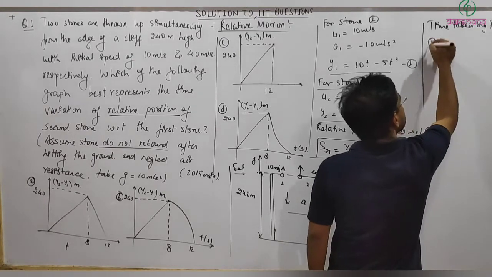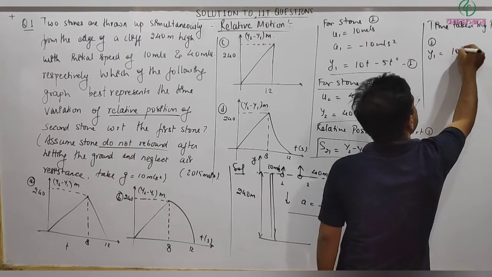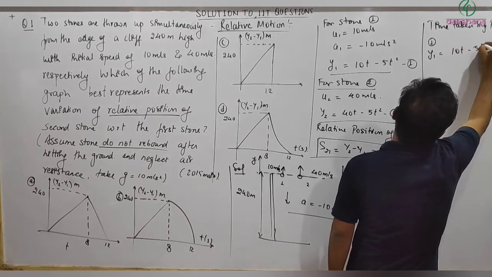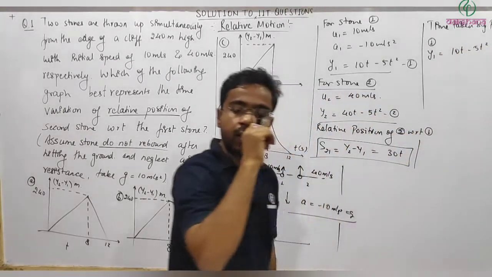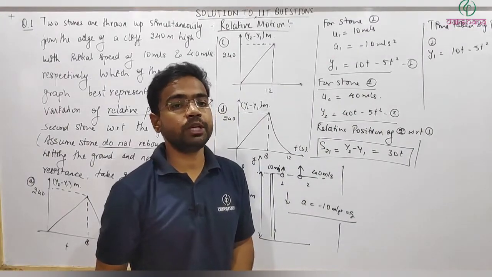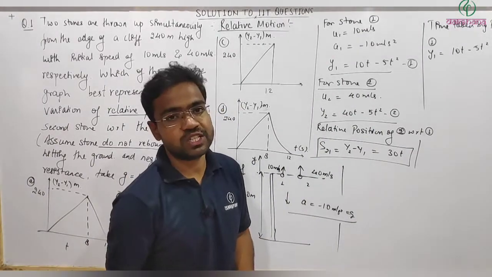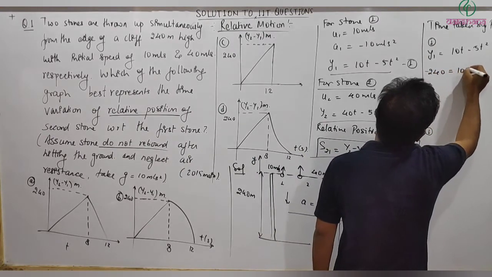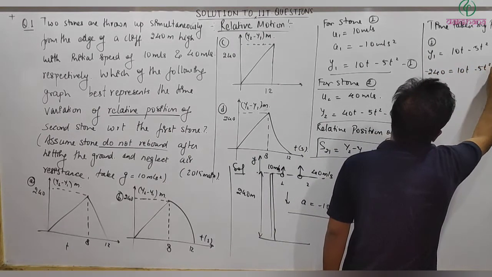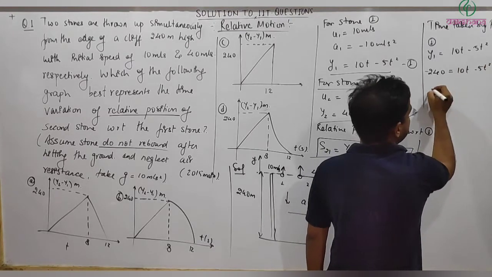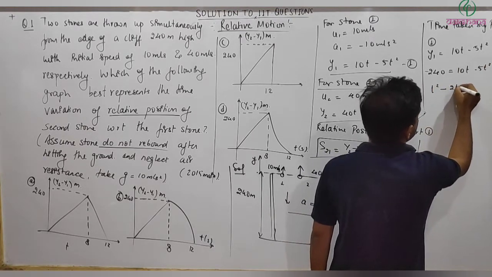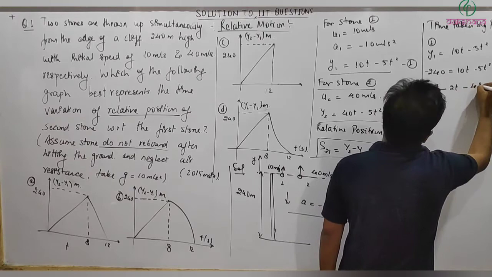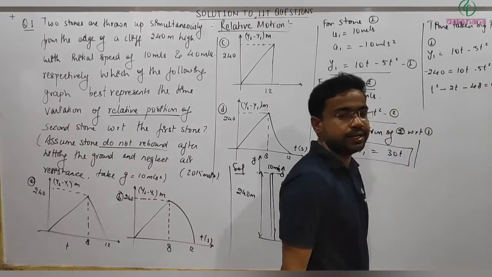So for particle 1, I can write y1 is equal to 10t minus 5t square. When it is hitting the ground, the displacement, the position of particle 1, will be minus 240. So minus 240 equal to 10t minus 5t square. Simplifying and dividing, it's t square minus 2t minus 48 equal to 0, right?